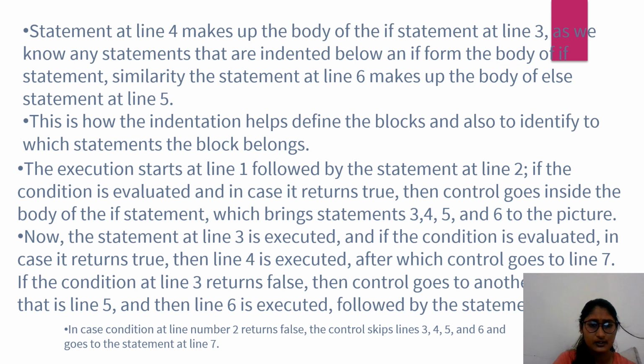Execution starts at line 1, followed by the statement at line 2. If the condition is evaluated and returns true, then control goes inside the body of the if statement, which brings statements 3, 4, 5 and 6 into the picture. Now the statement at line 3 is executed, and if its condition returns true, then line 4 is executed, after which control goes to line 7. If the condition at line 3 returns false, then control goes to the else statement, that is line 5, and then line 6 is executed, followed by the next statement.